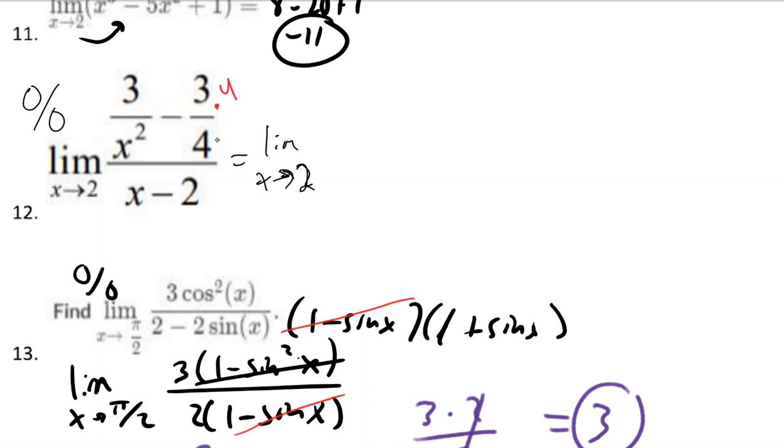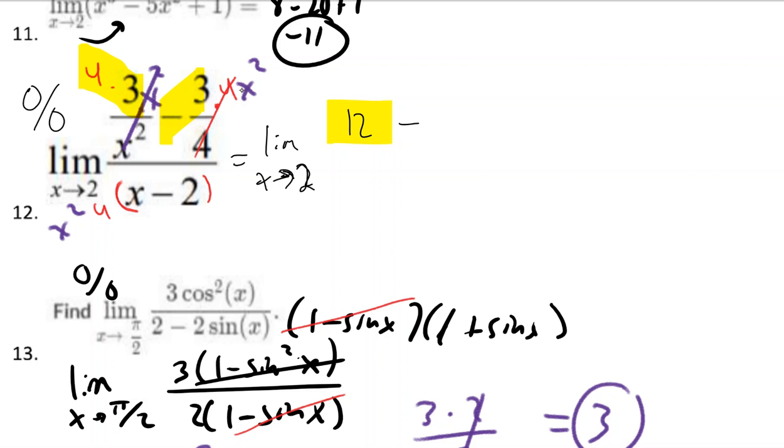So you can get rid of this one by multiplying by 4, but you can only multiply this by 4 if you multiply them all by 4. And then you can get rid of this smaller fraction by multiplying by x squared, but you can only multiply this by x squared if you're willing to multiply them all by x squared. And then what we have left over is a 3 times 4, a negative 3 times x squared, and then in the denominator we've got a bunch of stuff, a 4, an x squared, and an x minus 2.